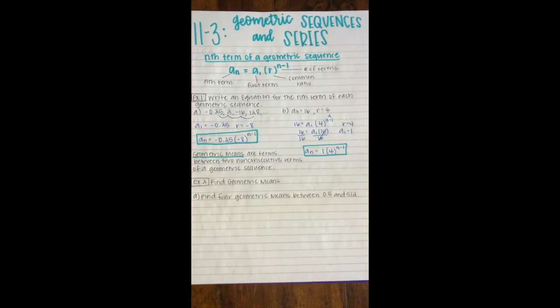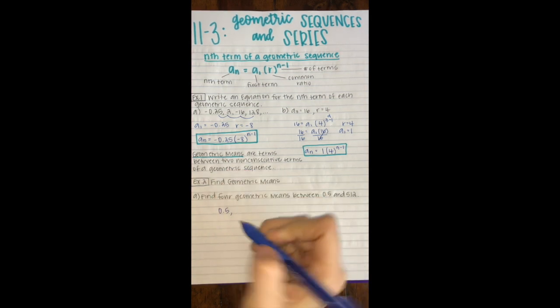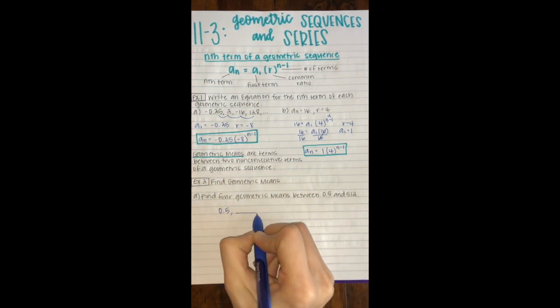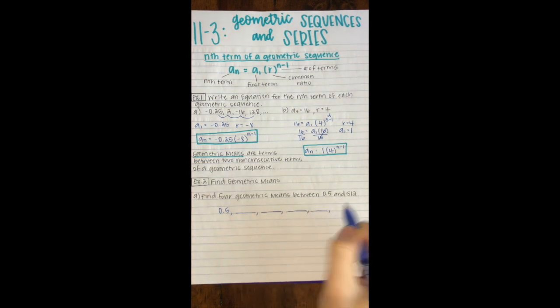So the next thing we're going to be talking about is geometric means. And just like arithmetic means, they're just the terms between two non-consecutive terms of a sequence. So our question says to find 4 geometric means between 0.5 and 512. So I always like to set it up first. So 0.5, and then it says 4. So 1, 2, 3, 4, and 512. So we're trying to find the 4 numbers between 0.5 and 512.